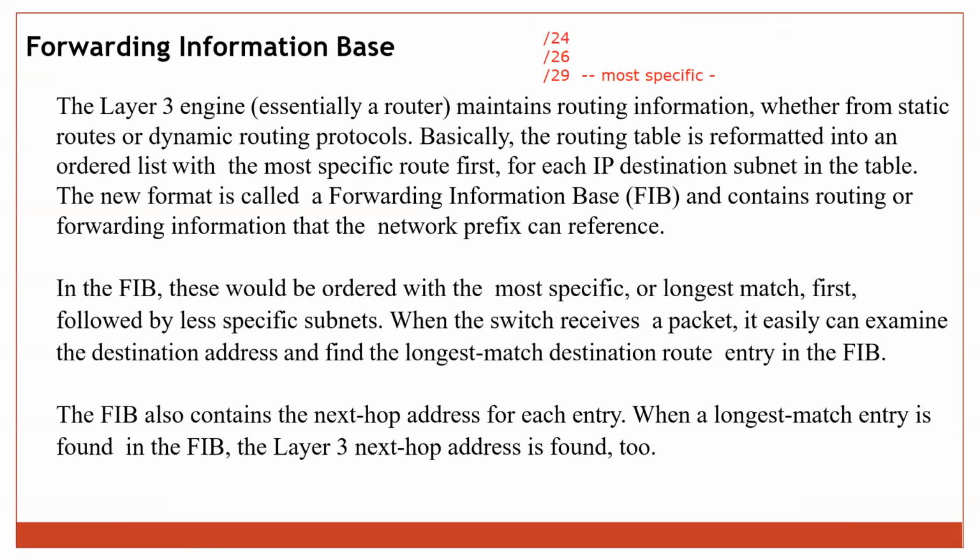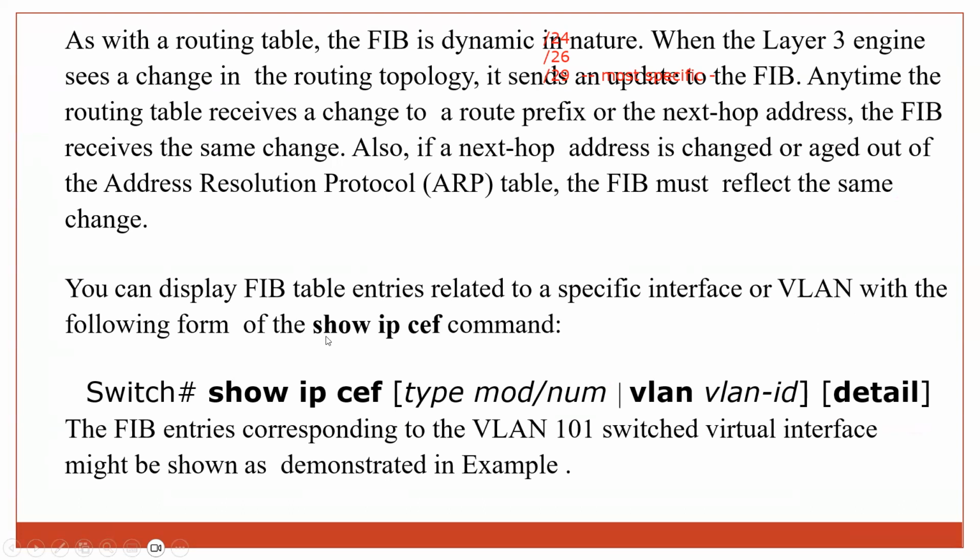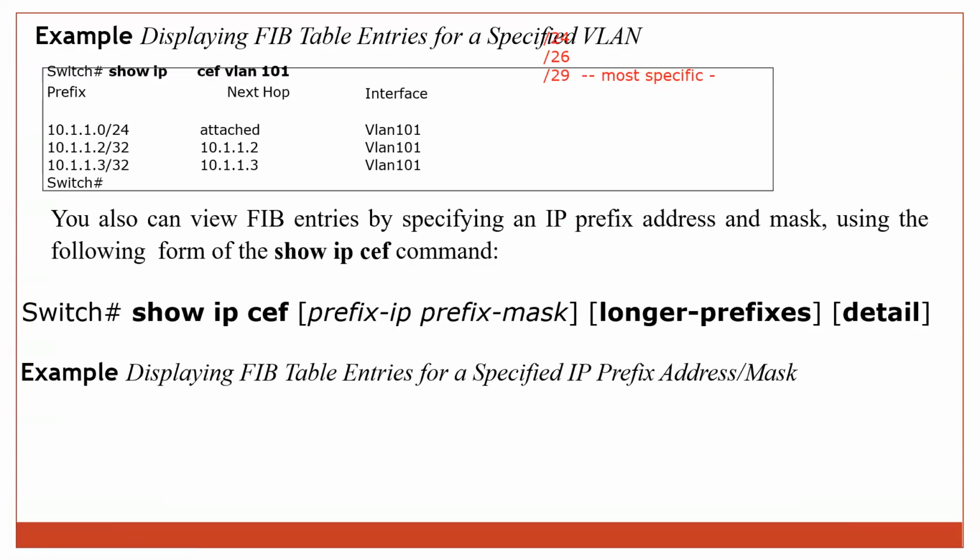In the bottom line, you will see it is written that the FIB also contains the next hop address for each entry. When the longest entry match is found in the FIB, the layer 3 next hop address is found. That means the longest matching entry route determines the FIB table that you have, right? You can go and check these FIB tables as well.